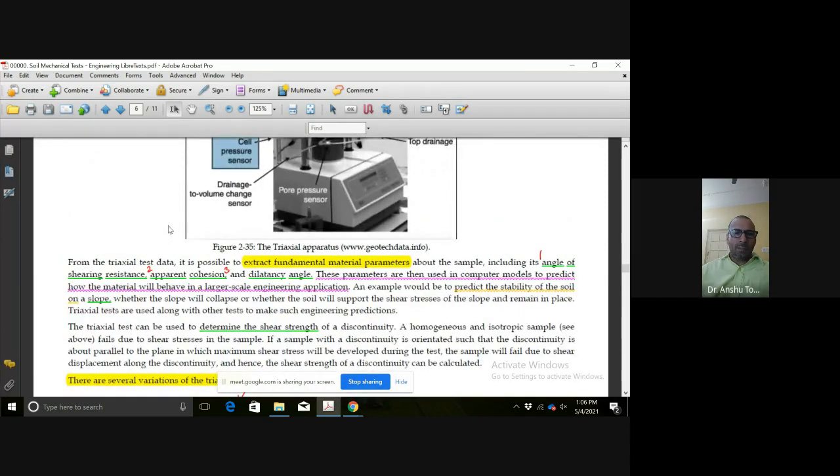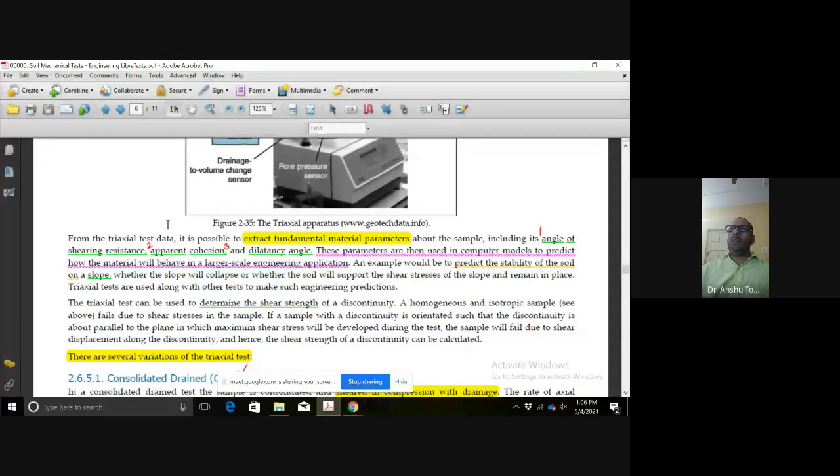During this procedure of the shear failure of that particular sample, we can evaluate fundamental material properties of the soil sample, whether it is silt, sand or clay, including what is the first one? It is the angle of shearing resistance. That is the first property that we can find out. The second one is apparent cohesion. The third one is dilatancy angle, which all tell us the non-linear behavior of the material.